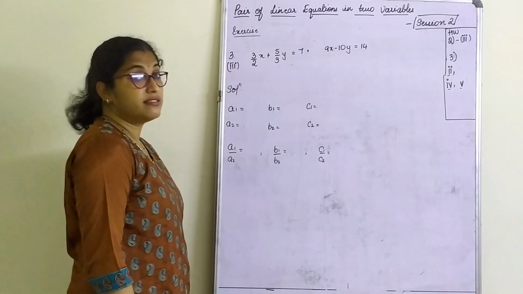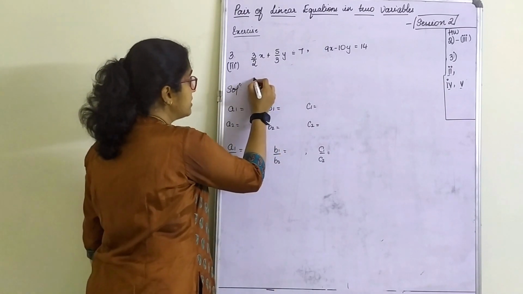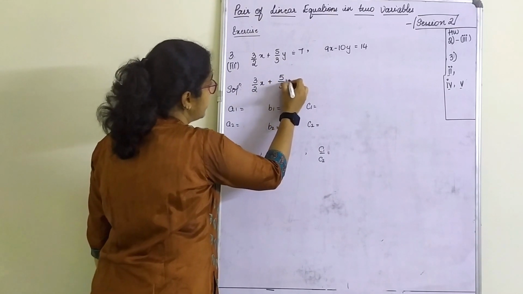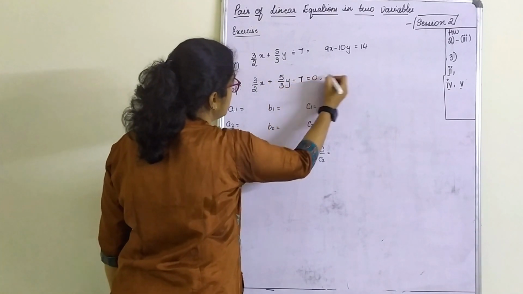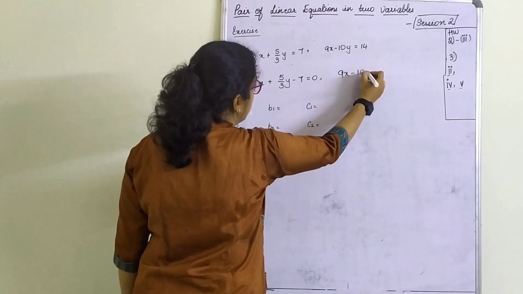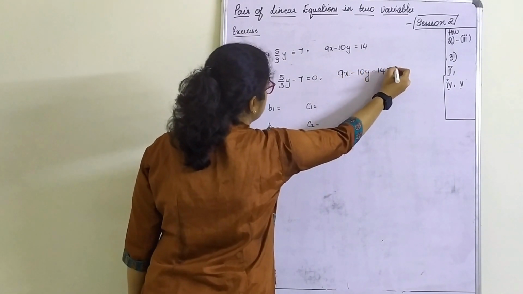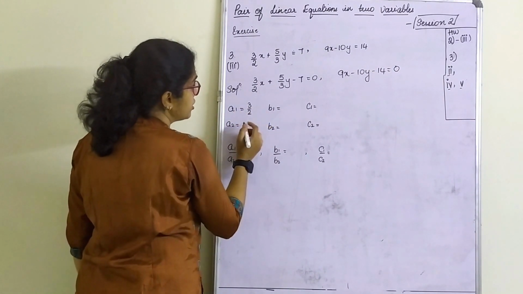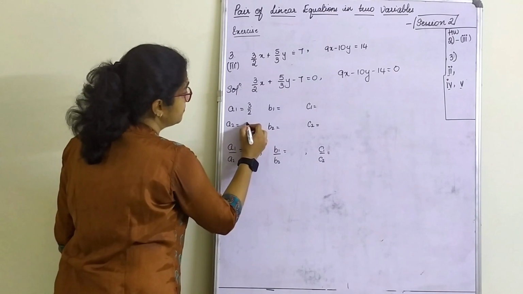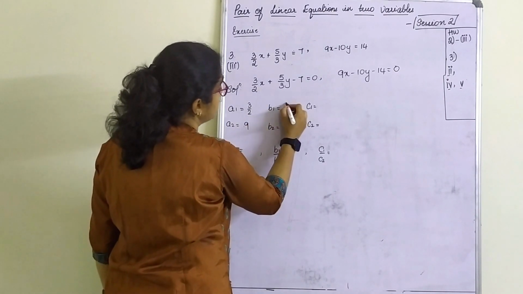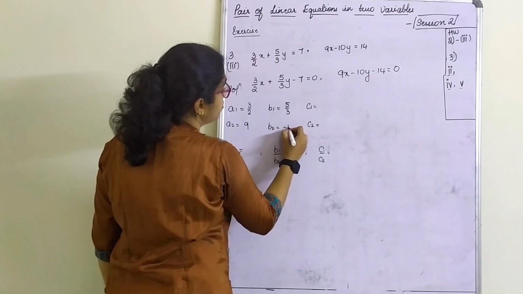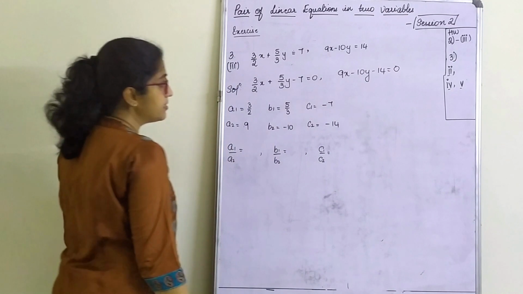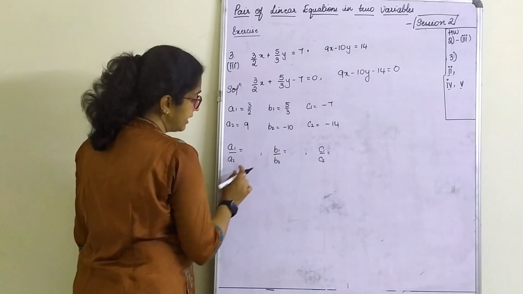Look at the question. Is it in the standard form? No. First write this in the standard form. 3 by 2 x plus 5 by 3 y minus 7 is equal to 0. 9x minus 10y minus 14 is equal to 0. What is your A1? 3 by 2. What is your A2? 9. What is your B1? 5 by 3. B2 is minus 10. C1 is minus 7. This is minus 14. So A1 by A2.